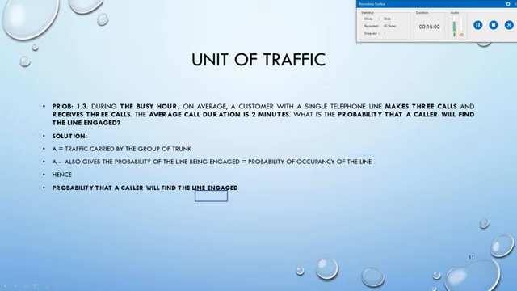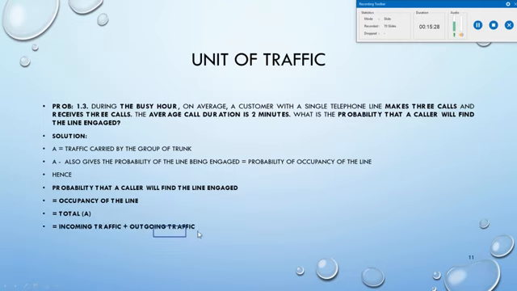Therefore, it is an indirect calculation of the traffic being carried, which will directly give me the probability that a caller will find the line engaged. That is, if a person calls, the probability that he will find the line engaged is given by the value A itself. So the probability that a caller will find the line engaged is the probability of the occupancy of the line, which is the total A. It is the total A because we have to consider both the incoming and the outgoing traffic. Both combined together give the occupancy of the line.